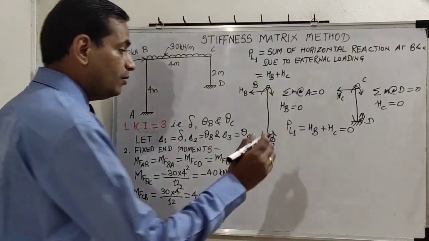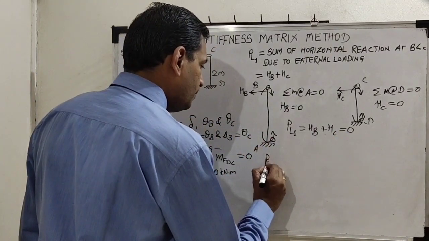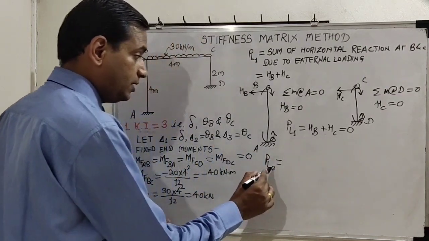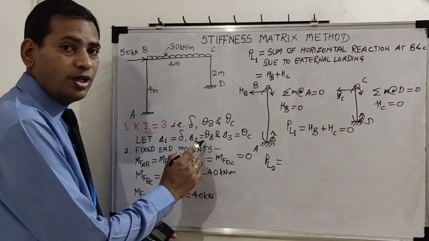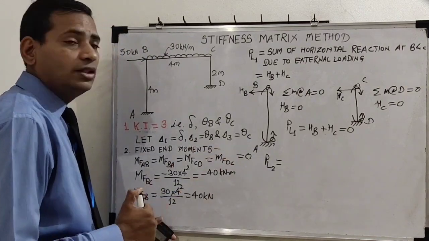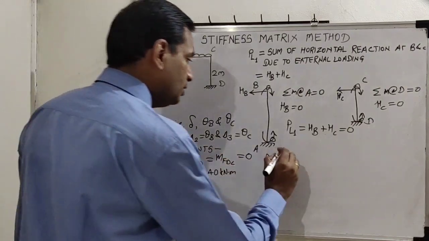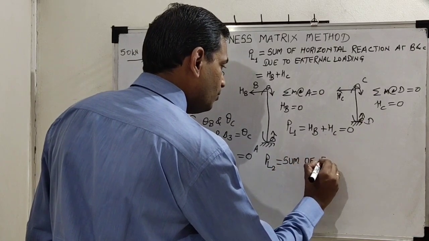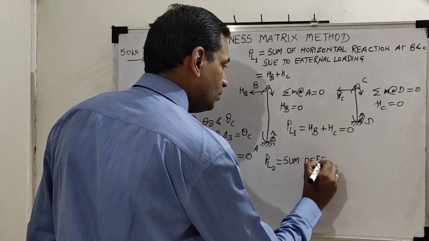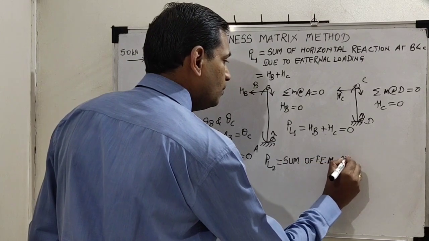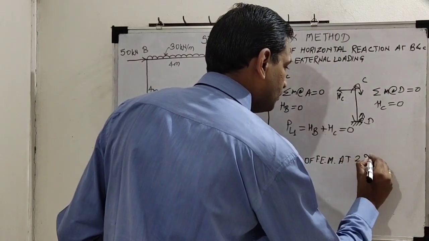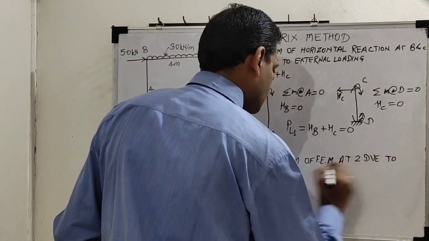Then PL2. What will be PL2? Now our second unknown is rotation. So we will have to take summation of fixed end moments at joint B due to external loading.